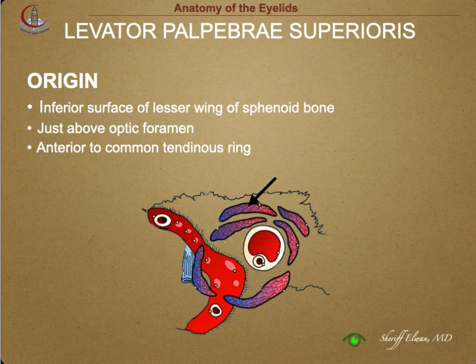Now we shift to the levator palpebrae superioris muscle, a very important structure. It originates posteriorly in the orbit with the extraocular muscles from the inferior surface of the lesser wing of the sphenoid bone just above the optic foramen. As you can see here, just above the optic foramen from the inferior surface of the lesser wing of sphenoid, and this is anterior to the common tendinous ring.